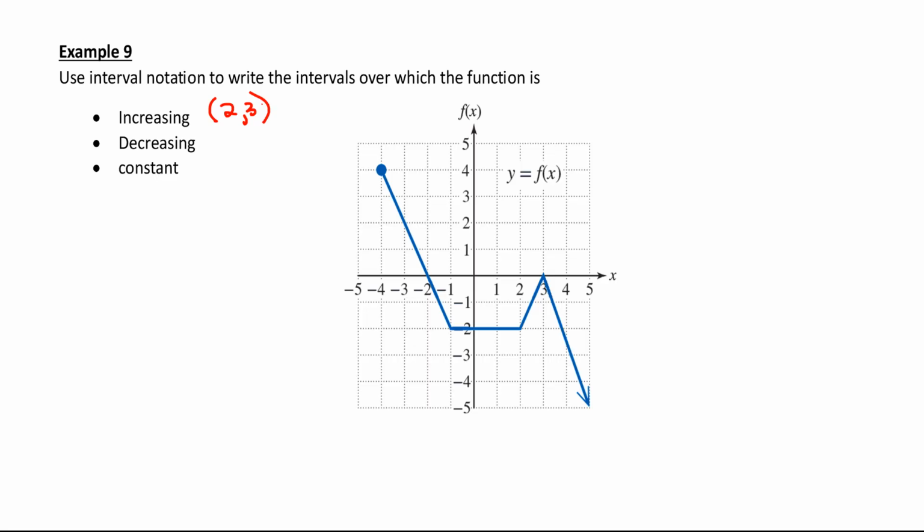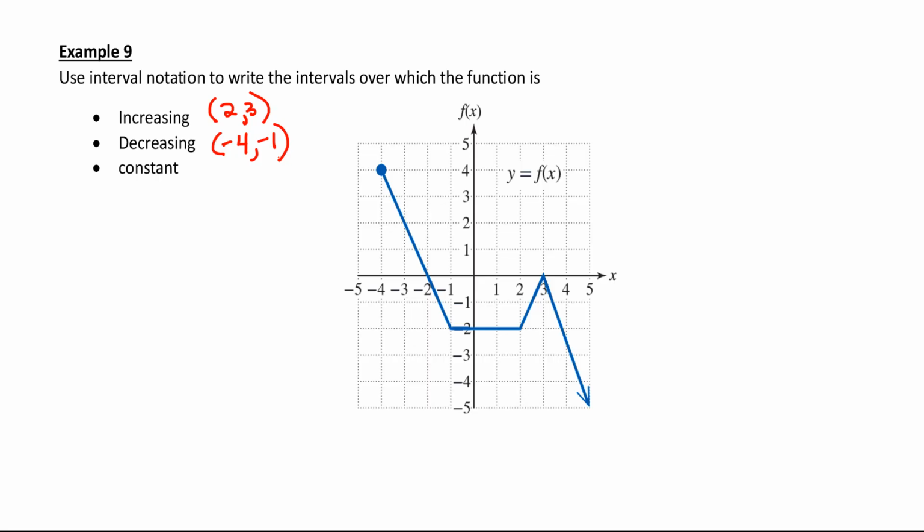Okay, where's the function decreasing? Well, you start over here at -4 on your x-axis, and you can see that it's up there at 4, and then it begins to go down. The y value of the function begins to go down. And it keeps going down until you get to -1 on the x-axis. And so we would say that the function is decreasing from -4 to -1. And again, we're not going to use square brackets for increasing or decreasing.